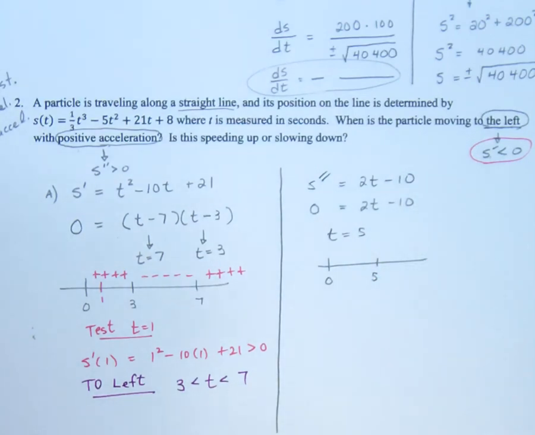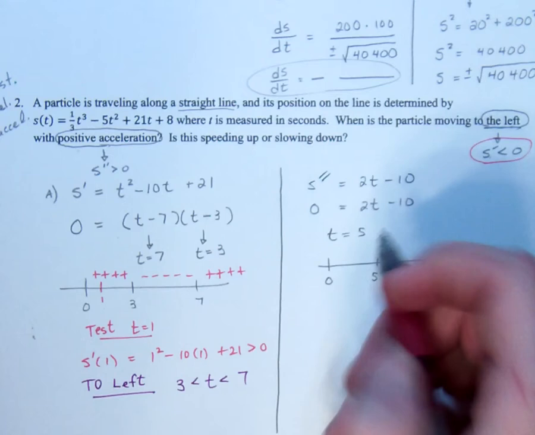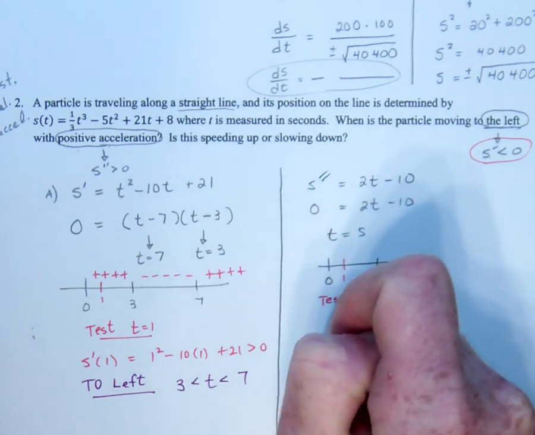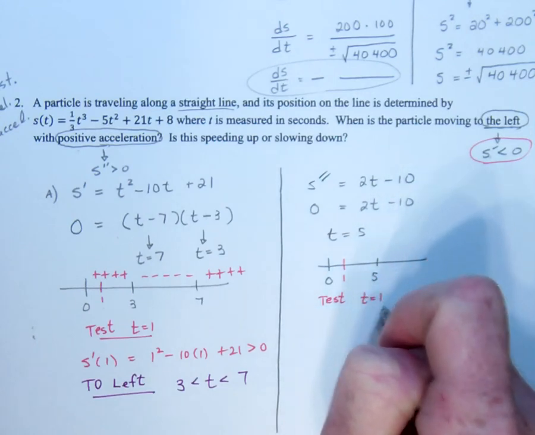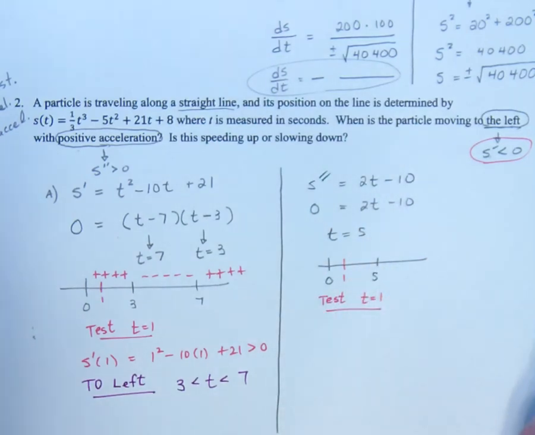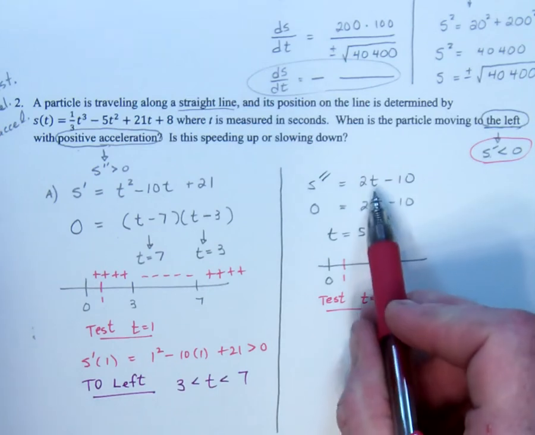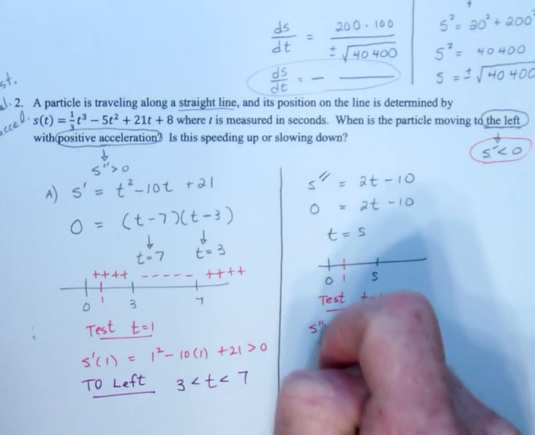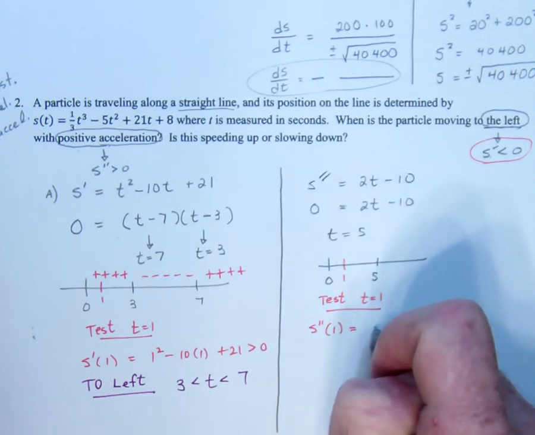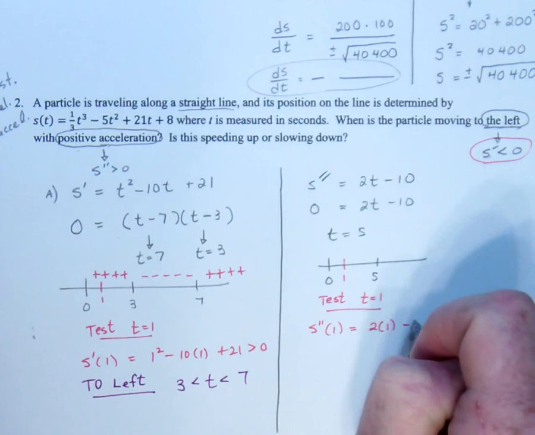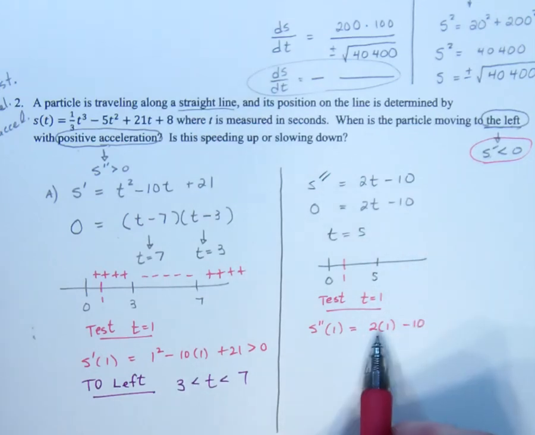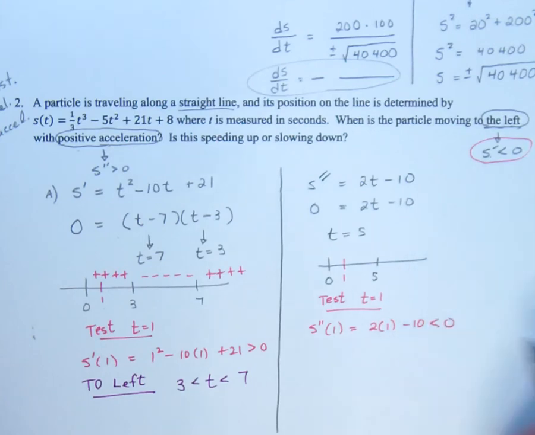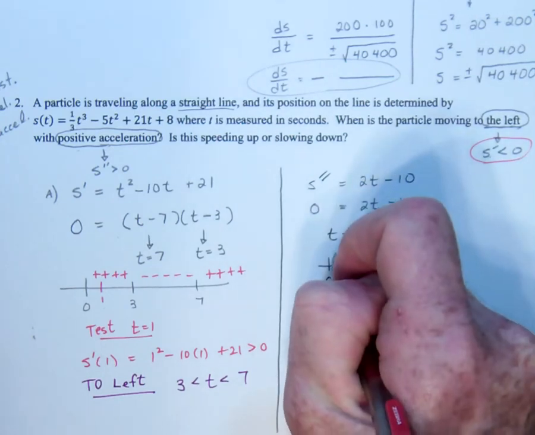And then you do the same type of thing. You pick a number in between, so I'm going to pick easy 1. You test t equals 1. And then that needs to be substituted into the second derivative. So the second derivative, when I test the number 1, is going to be 2 times 1 minus 10. So that's going to be 2 minus 10 is negative 8. The negative is what's important. So all in here, it's negative.